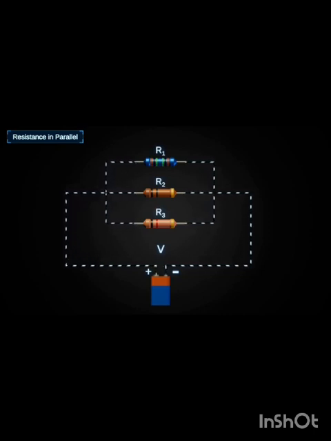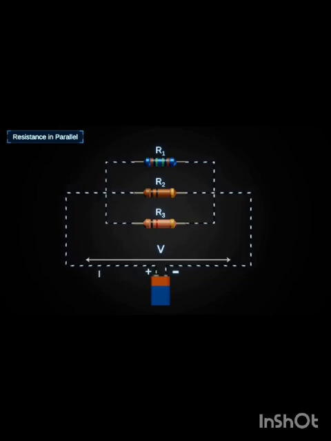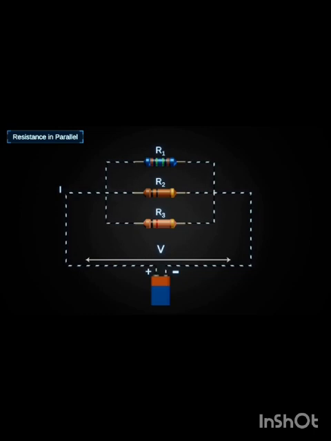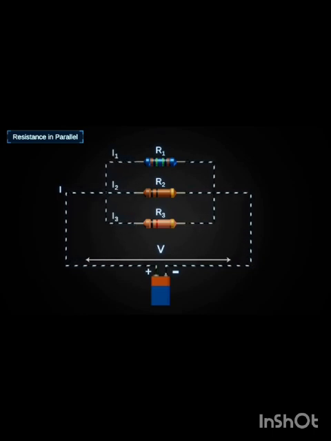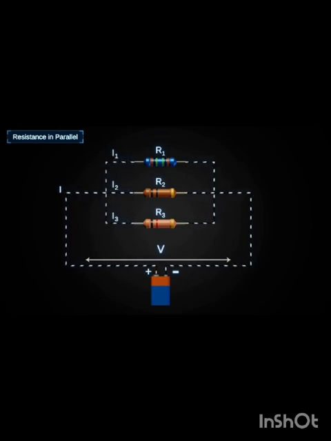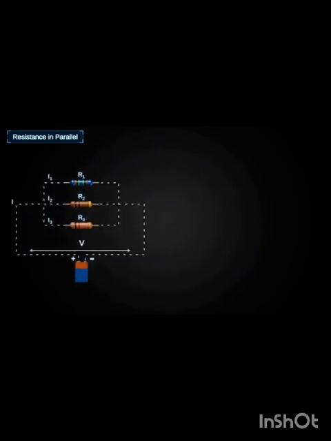Also, an external voltage V is applied across it, from which the current I flowing through each of the resistors is different, but the voltage across the three resistors is the same. Hence, we are going to calculate the total resistance in parallel connection using Ohm's law. V is equal to IR.